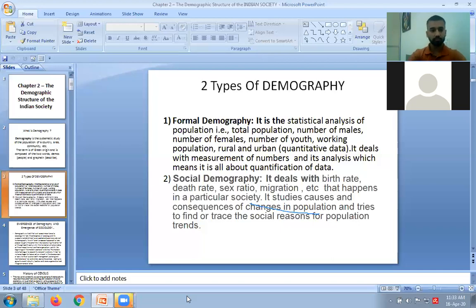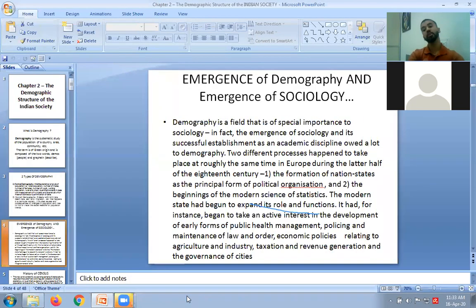So now we're gonna understand the emergence of demography, and then we're gonna also understand emergence of sociology as well. Look, we are studying the demographic structure of Indian society. And I think it's important for us to know that how demography word has come in, or how it emerged, right? And ultimately, the emergence of demography ultimately gave the way to the emergence of sociology as well. So emergence of demography and emergence of sociology are two concepts that are interrelated. All right. So they are interrelated.